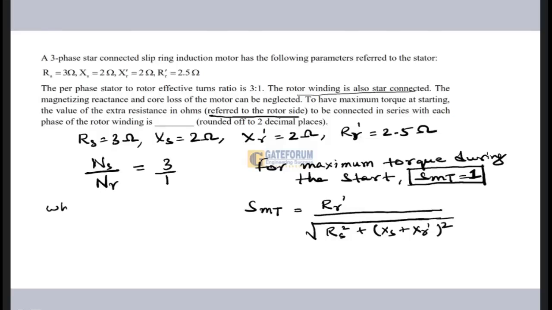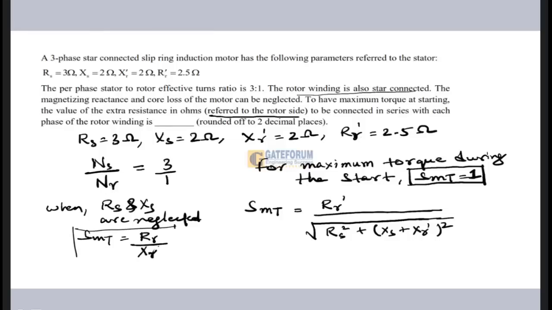Okay, when RS and XS are neglected, in that case the slip is RR dash by XR dash, or RR by XR, or R2 by X2, when these two are neglected. But here they are not neglected, they are considered. So that is why I have written the total formula. This was the approximated formula obtained by neglecting stator resistance and stator reactance.